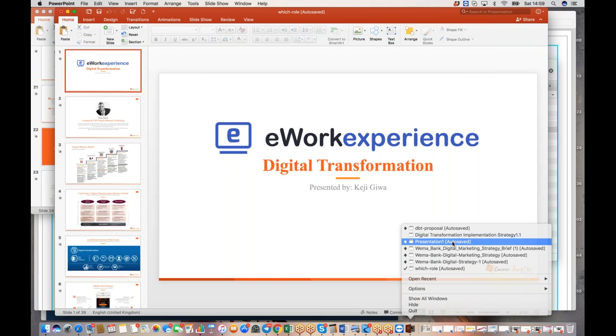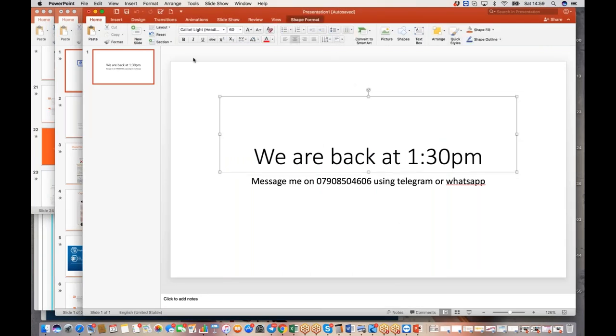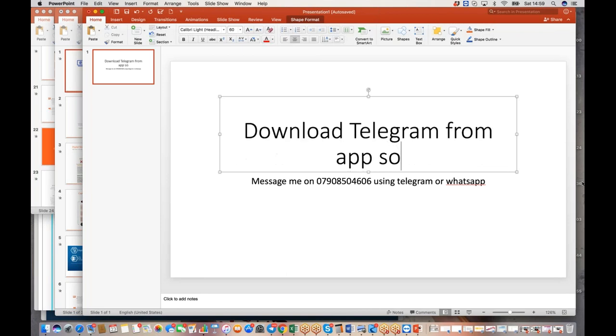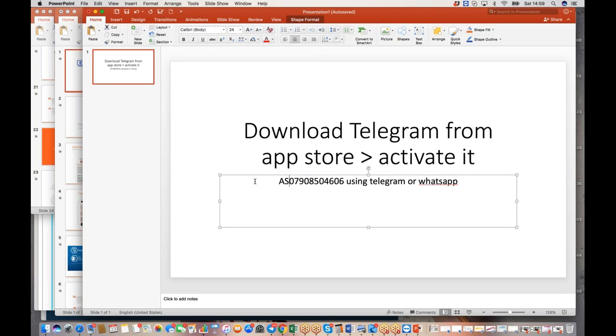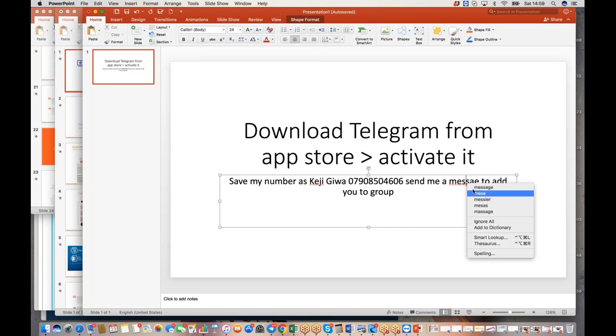So presentation mode. What you need to do is message me. Download Telegram from the App Store. Okay, then activate it. Once you activate it, save my number as KGUR. Send me a message to add you to the group. Simple. That's all you need to do. It's very easy.